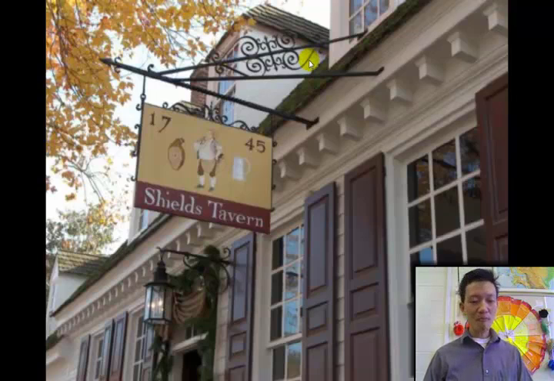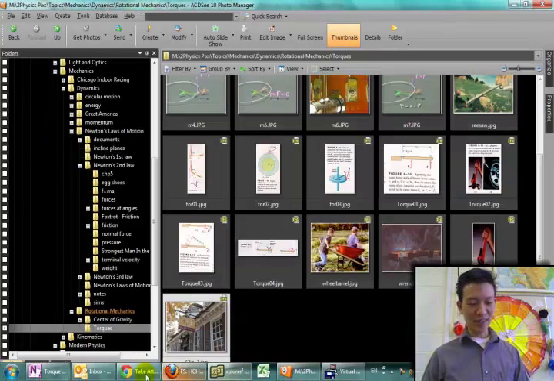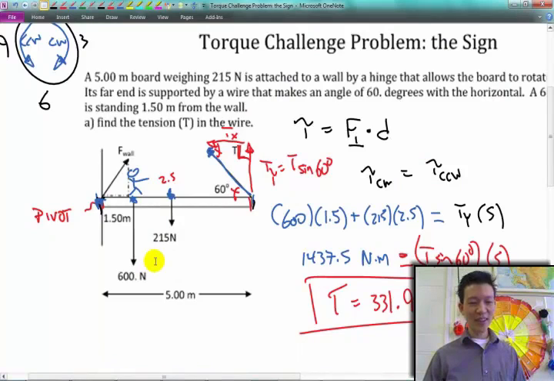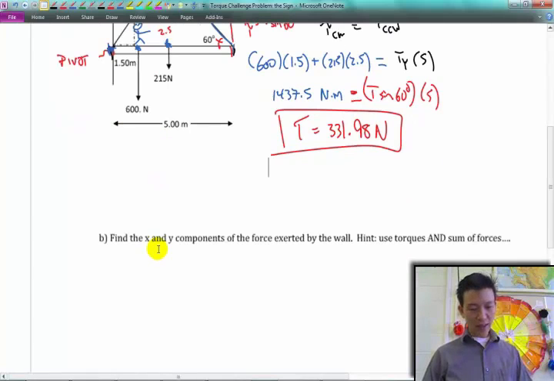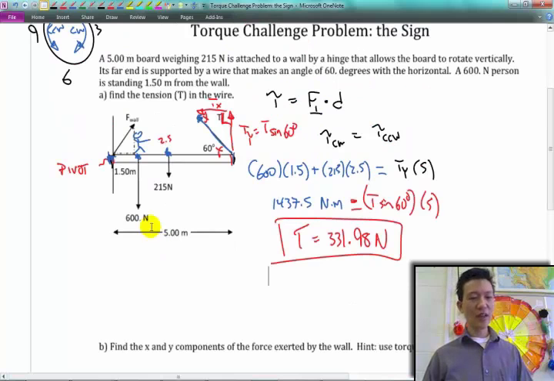Safe there. Okay? Next, we're not done. We got the second part. You're not off the hook yet. The second part says, find the x and y components of the force exerted by the wall. And we already did torques to figure this out. Now we can use forces.